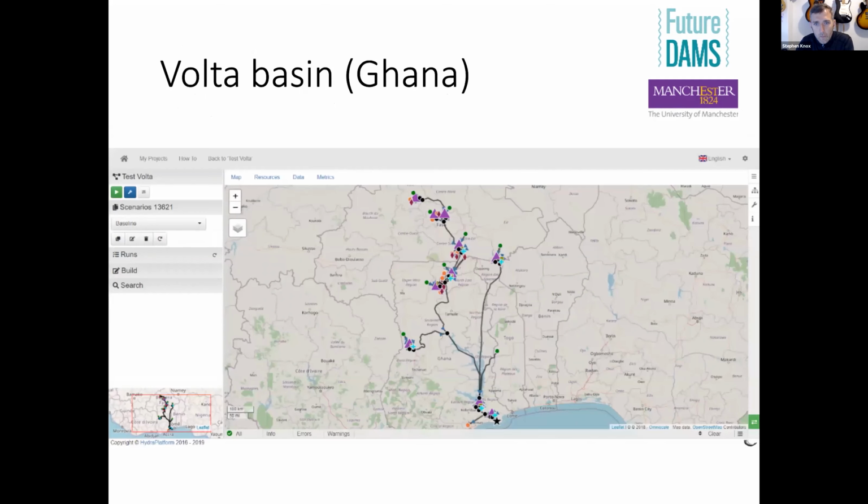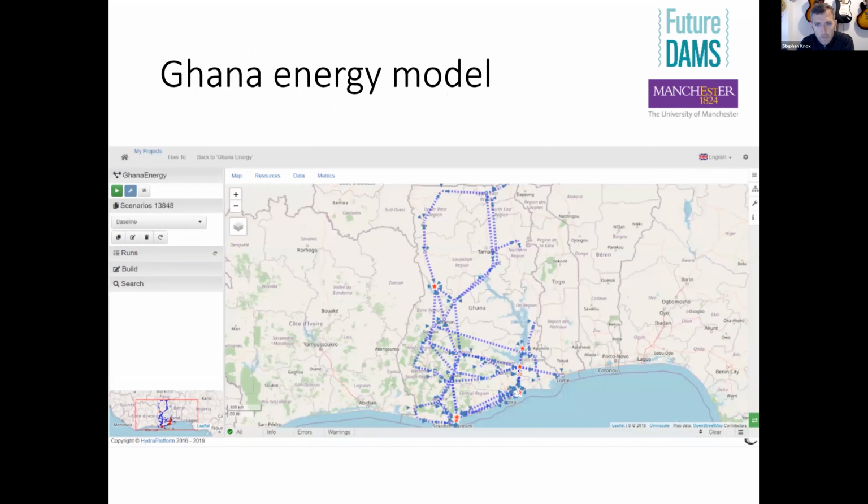And this one is kind of the one that we're talking about mainly today, which is the Volta River Basin in Ghana. So this is the water system of Ghana that we've been modeling through this system. This is the energy system. So you can see that they look quite similar to each other, but also quite different in terms of the coloring.